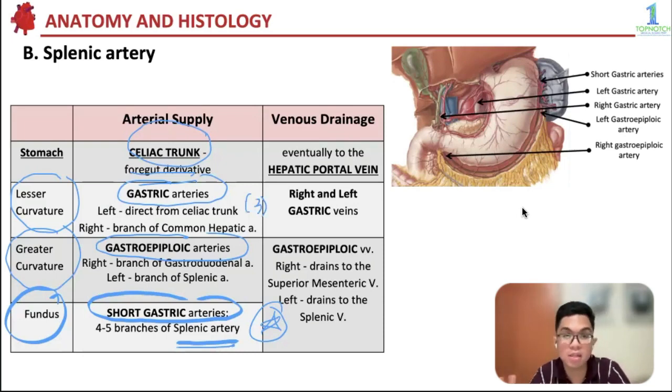So the right naman is a branch of your common hepatic. For the gastroepiploic, the left is a branch of the splenic, whereas the right is a branch of the gastroduodenal. Mga sub-branches ng celiac artery.